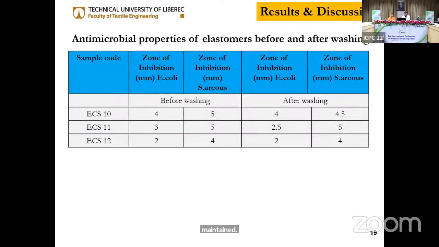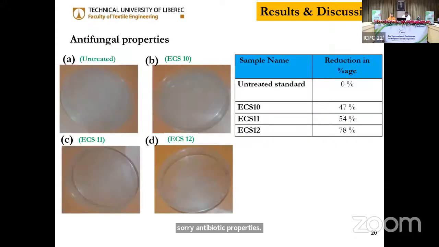At the end, we also checked the antibacterial properties of these electrodes before and after washing, and we can see that samples 10, 11, and 12, which were prepared with 8 grams of carbon particles, the maximum amount, and maximum electroplating time, gave us good antibacterial properties and also very low electrical resistivity. There is an insignificant decrease in the antibacterial properties even after repeated washing. Antifungal properties are also associated with these electrodes. We checked this, and they gave good antifungal properties.